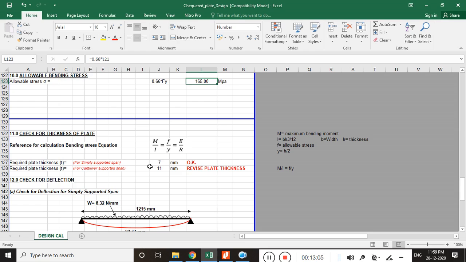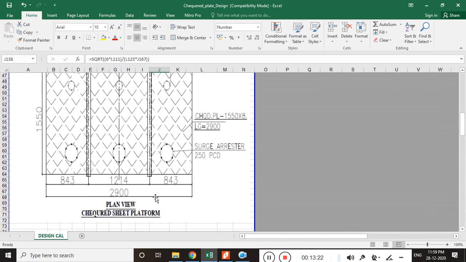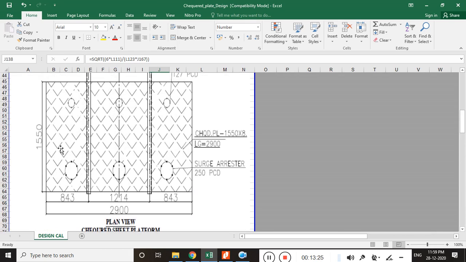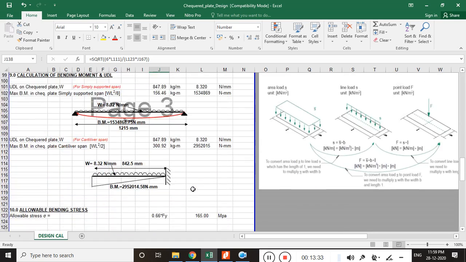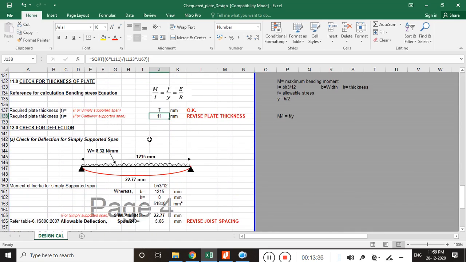For the simply supported span, our thickness is okay, because we have provided an 8 mm thick checkered plate. But in the case of the cantilever portion, it requires 11 mm thickness. This is a platform, so if we provide 8 mm thick and a person is standing there, it can definitely bend easily. That logic is correct, so that's why it is failing. First we will see the check, and after that we will change the values to make it safe.